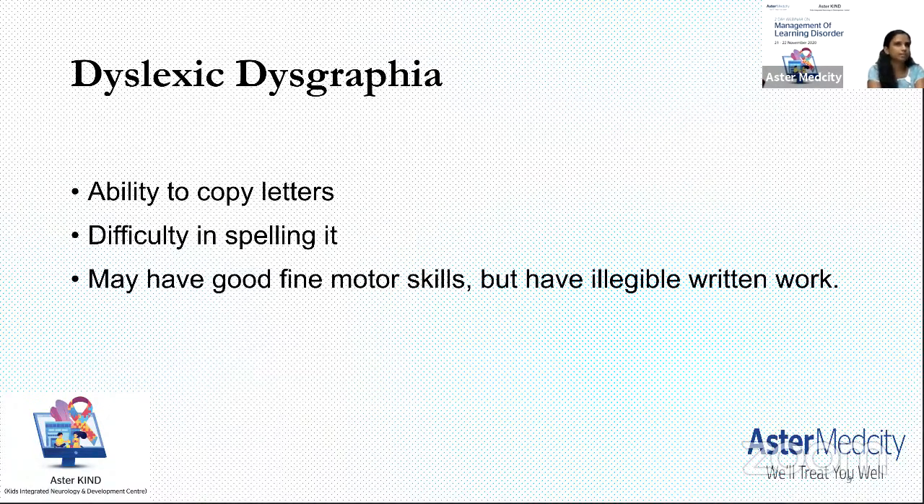In dyslexic dysgraphia, they may have the ability to copy the letters and they may have good fine motor skills, but their written work will be illegible. That is because they may have difficulty in spelling. So that is dyslexic dysgraphia.